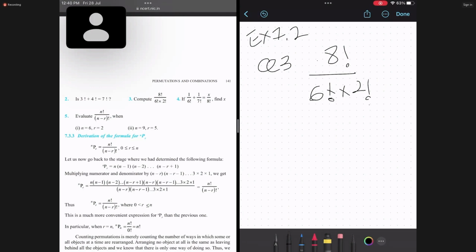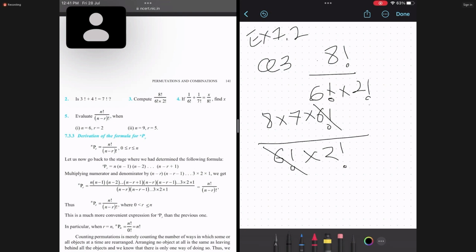Rather than doing that, let us simplify the term first, and then we can carry out our calculations, right? So 8 factorial could be written as 8 into 7 into 6 factorial. Correct. I've done nothing but I've expanded 8 factorial into its constituents, and similarly I'll keep 6 factorial as is, 2 factorial as is, and as you can see, I'm able to cancel out 6 factorial because it is the common term in both the numerator and denominator.